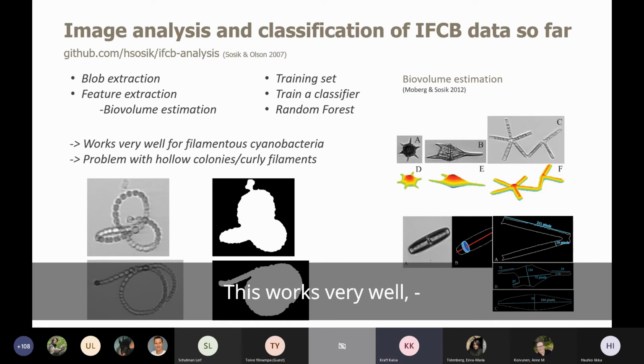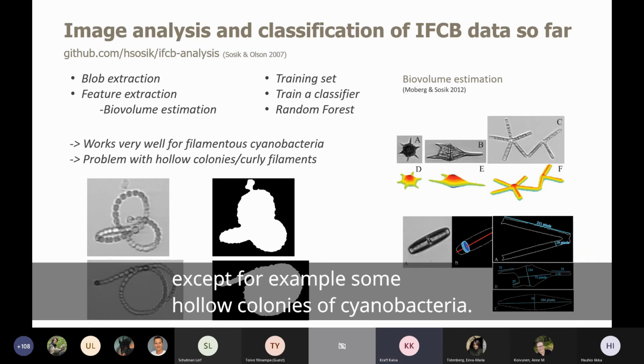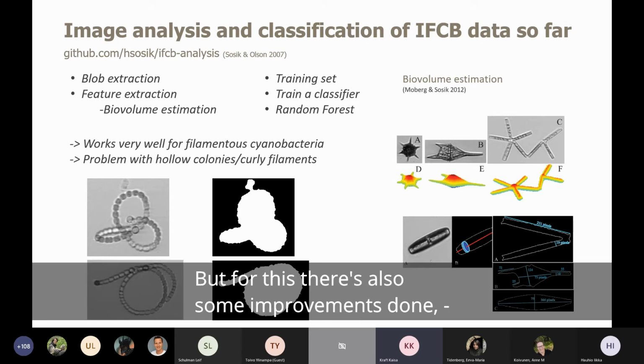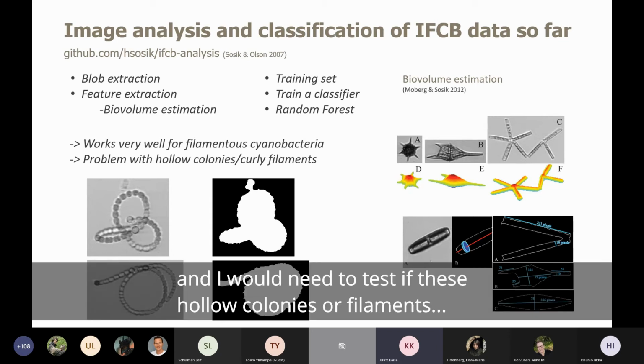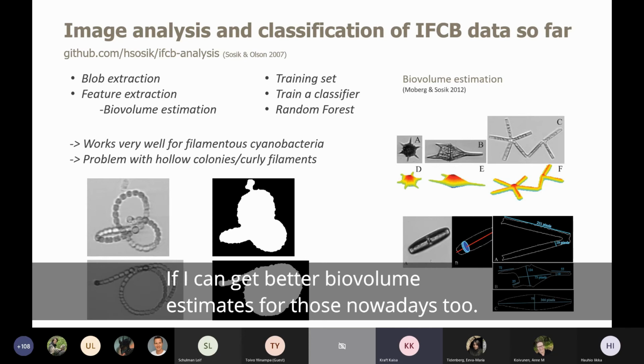And this works very well, except, for example, some hollow colonies of cyanobacteria. But for this, there are also some improvements done, and I would need to test if I can get better biovolume estimation for these hollow colonies or filaments nowadays.